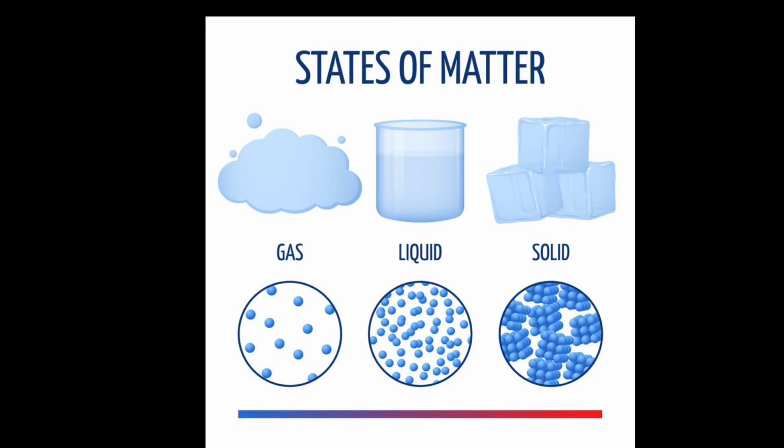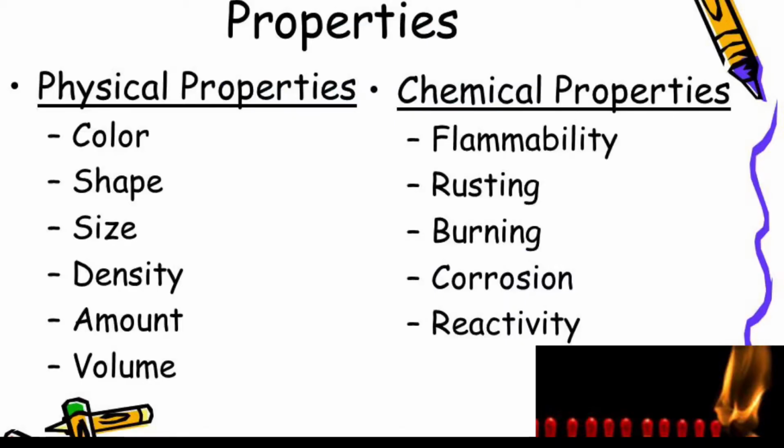Physical properties are any characteristics or attributes that can be measured without changing the chemical nature of the substance. Some of the physical properties of a substance are mass, volume, melting point, boiling point, color, and density.